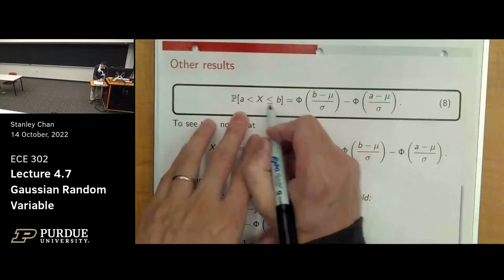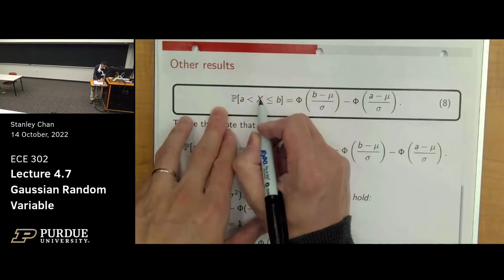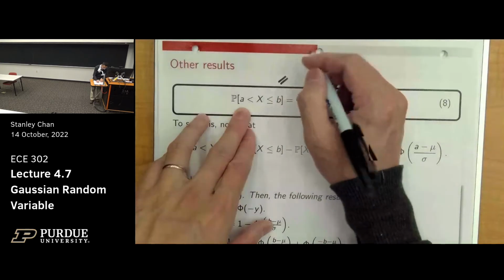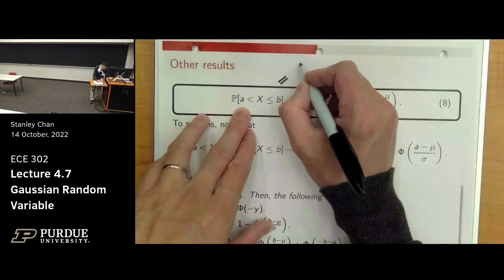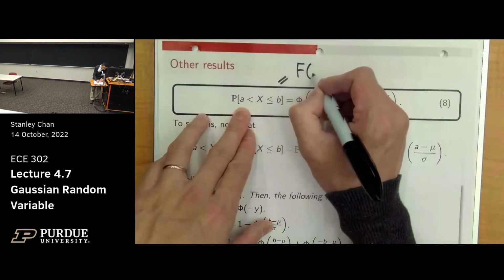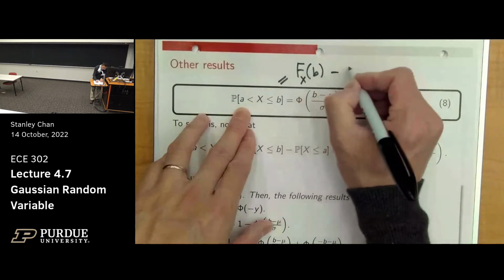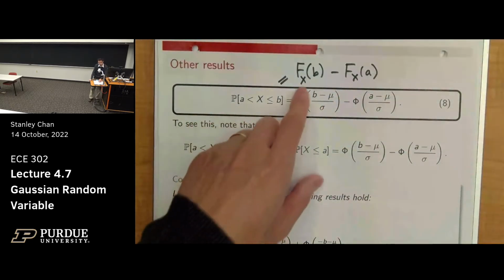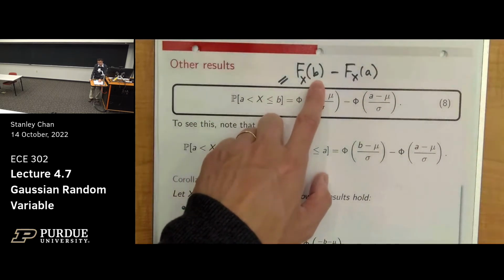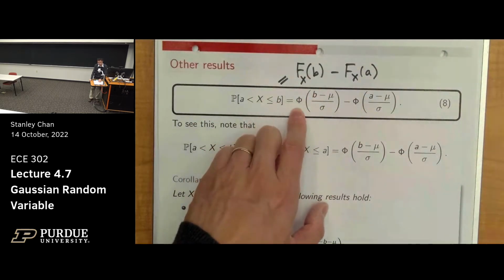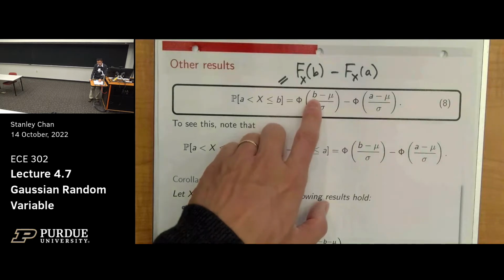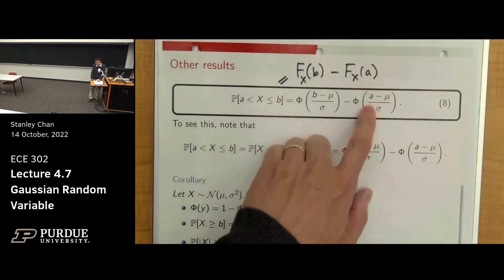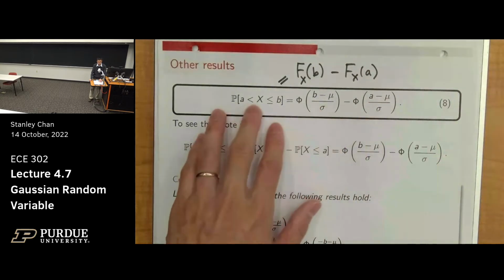So for example, in this case, I'm looking at the random variable x between a and b. Then I know that this is the CDF evaluated at b minus the CDF evaluated at a. And so the CDF of this Gaussian can be written as this standard Gaussian, b minus mu divided by sigma, minus the standard Gaussian a minus mu divided by sigma. So I can evaluate this probability.